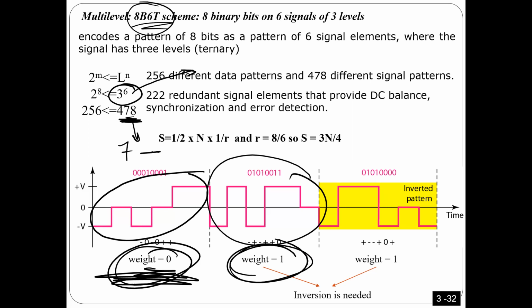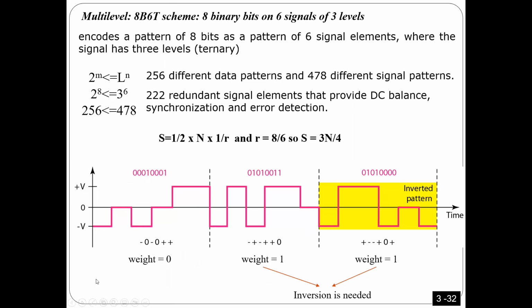Because all I need is only 256 out of 700 something, I'm going to select only the good patterns. And in this case, I selected the patterns that have weight of 0 or weight of 1. What do you mean by weight of 0? Number of positives, here, 2 positive, 2 negative. Number of positives equals number of negatives. What do you mean by weight of 1? I'm going to have 1 positive more, because if you see here, negative, positive, negative, positive, positive. So I have 1 positive more.